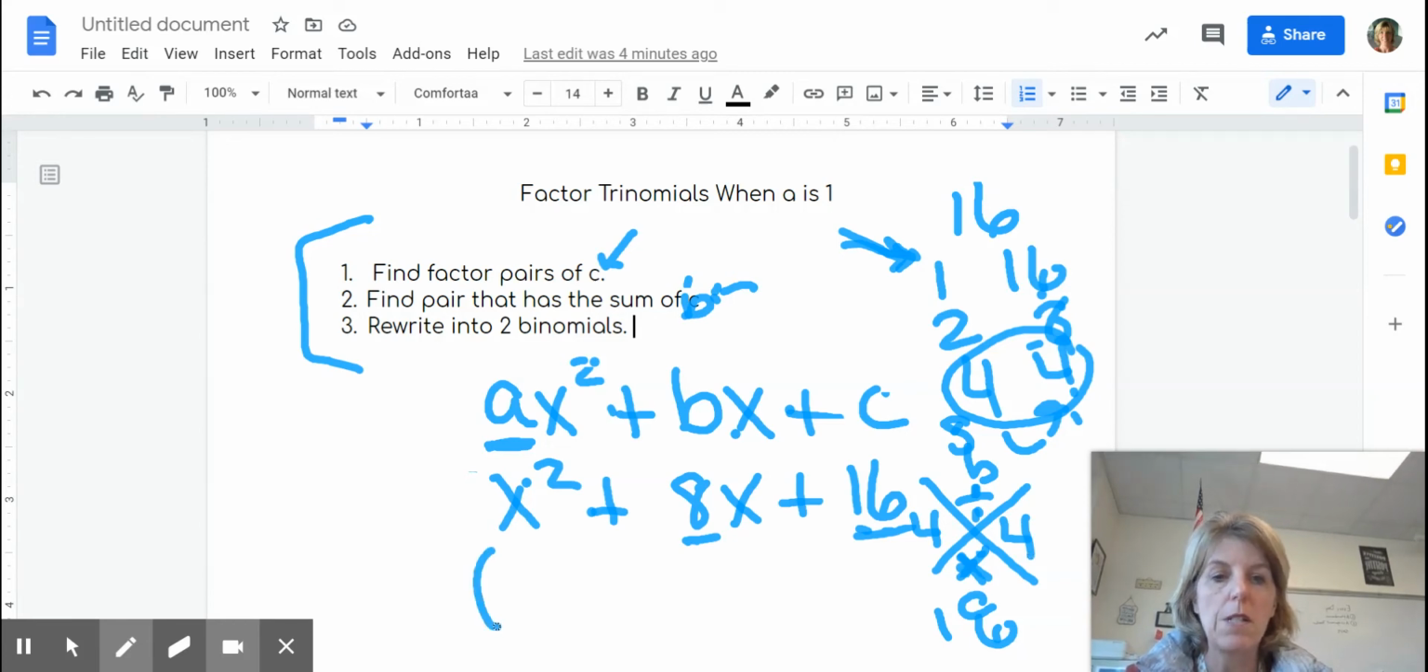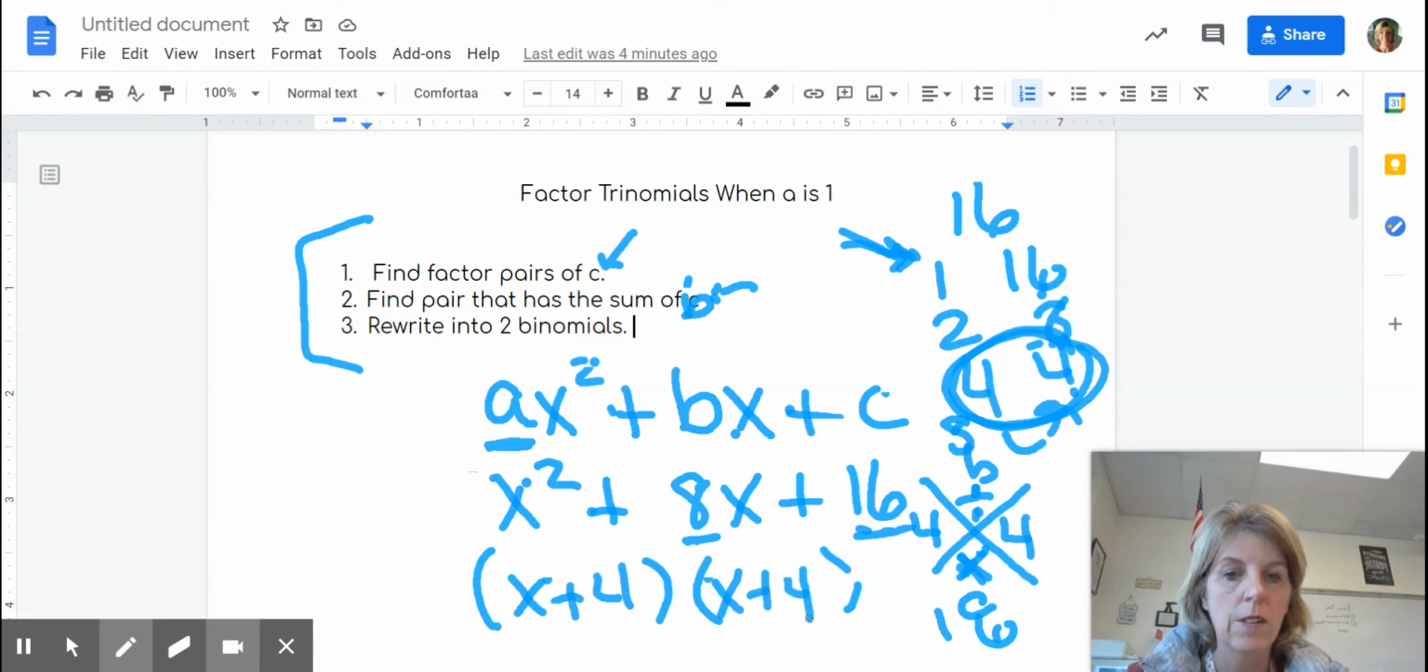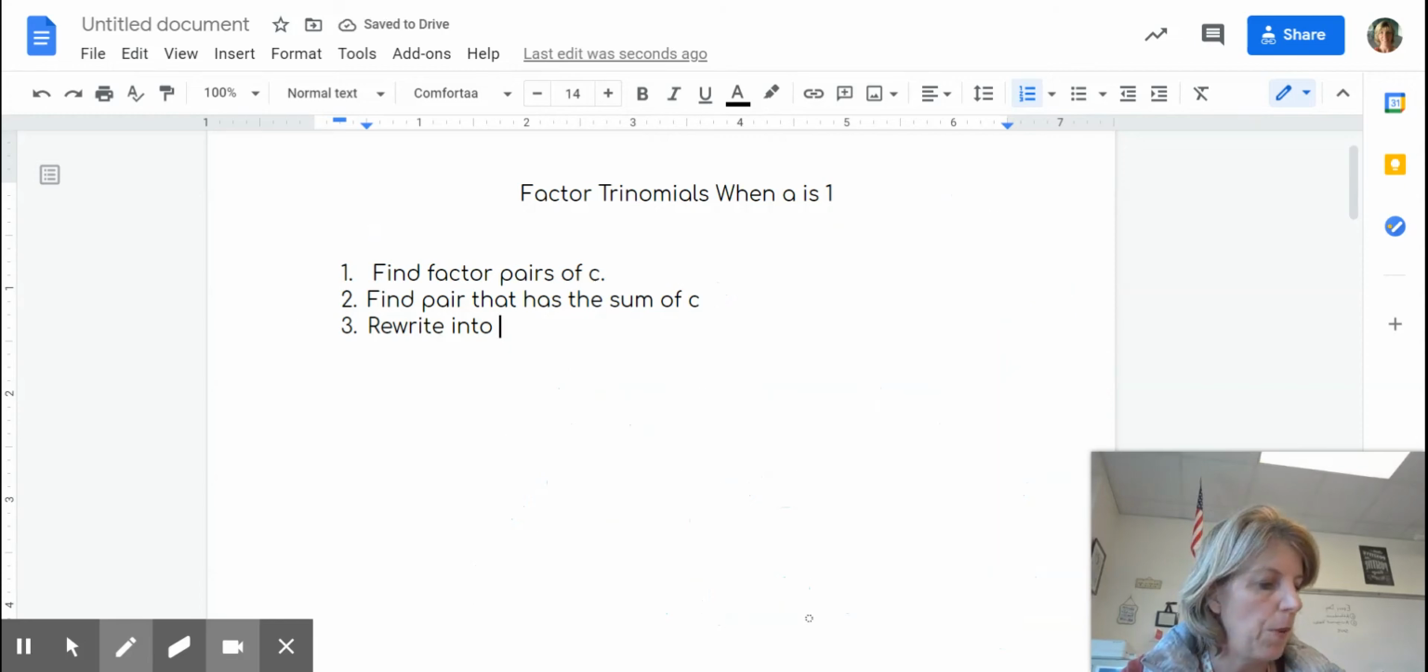So I'm just going to rewrite that. I'm going to take the pair that I found right here and rewrite it with two binomials. So it becomes x plus 4 times x plus 4. Okay? Let's look at another one. Let's look at a couple. If you see a couple of them, it's just kind of weird and different, but once you see a couple, it'll make more sense.